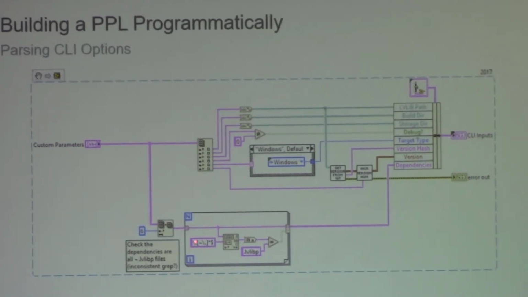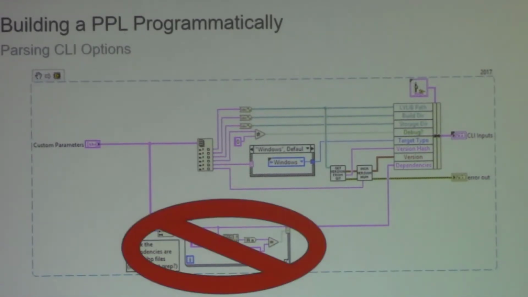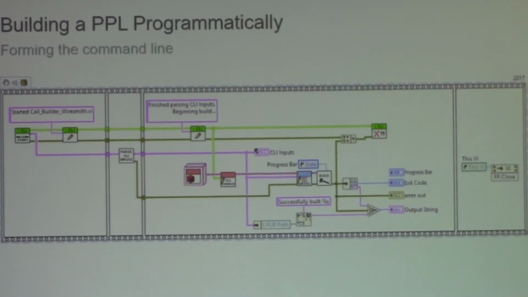At the bottom here, I have some code that just checks that the variable length list of dependencies actually do all end in .lvlibp. This shouldn't be a requirement, but when I first did this with NIWeek, I had some inconsistent grep that would occasionally throw in VI files to this list. You probably don't need that. This then moves on with my CLI inputs. I'm displaying them here so I can just check when I'm running it on my computer. And I go into a build VI here.